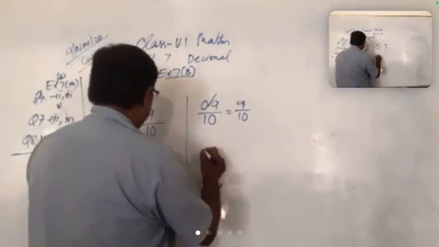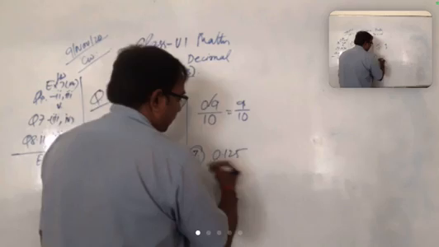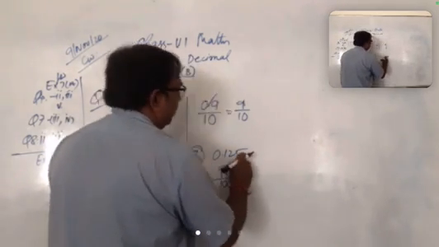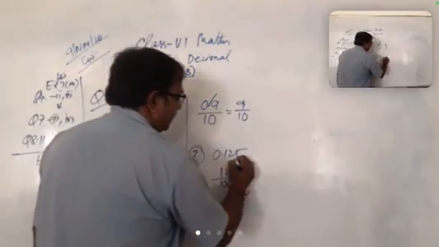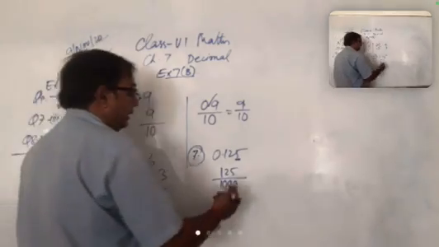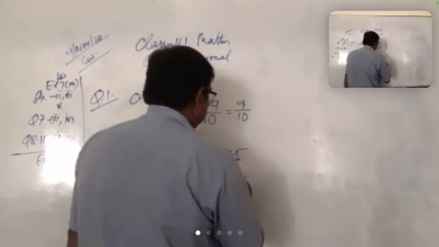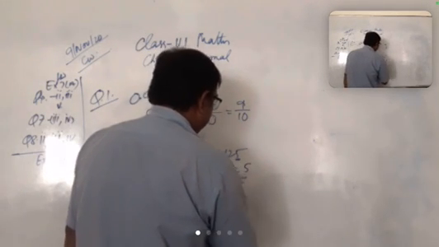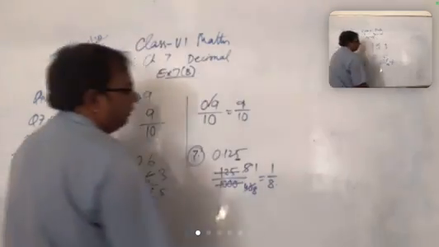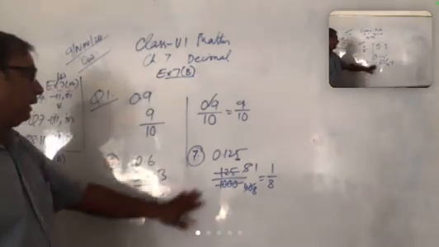Suppose it is 0.125. So you directly write 125 upon 1000, because the 5 is in the thousandth place, and cut it according to your calculation. Dividing by 25, then by 5, the number is now 1 upon 8. Clear?